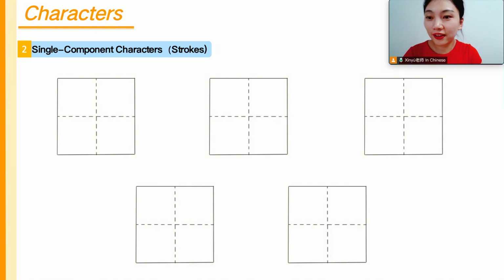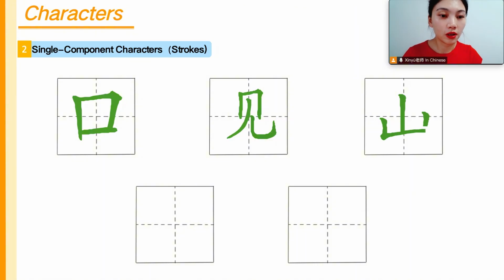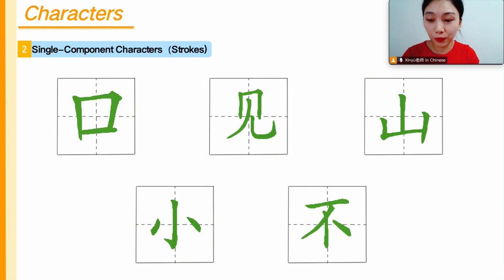Now let's look at the single component characters. First, let's look at the stroke order and direction with each character. Number 1, this one is 口. Number 2, which is character 见. Number 3, which is the character 山. And number 4, which is character 小. And last one, which is character 不.